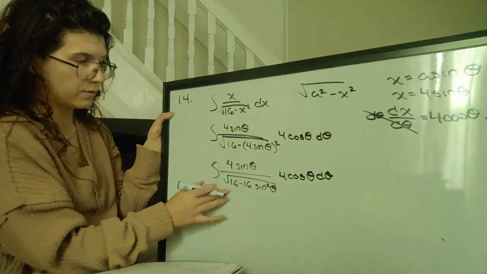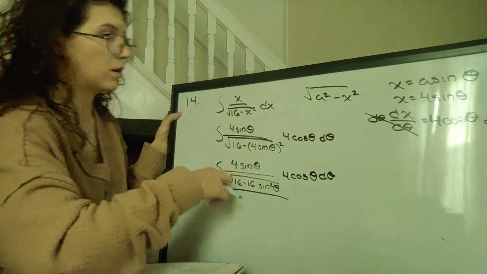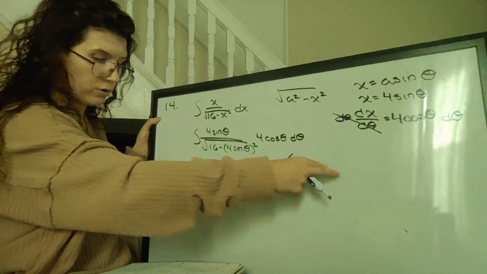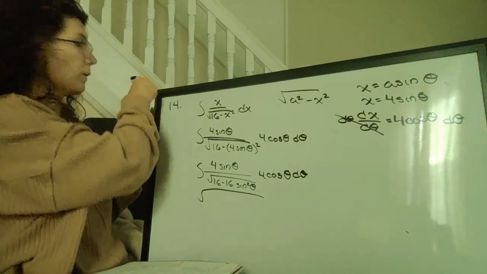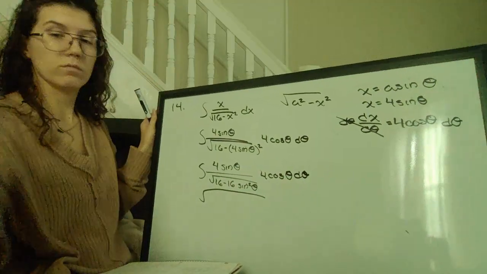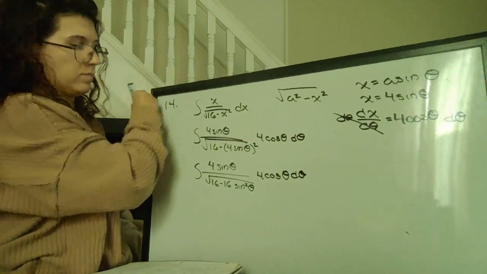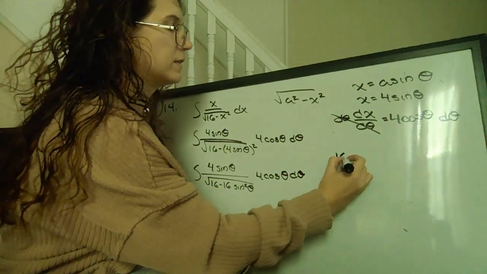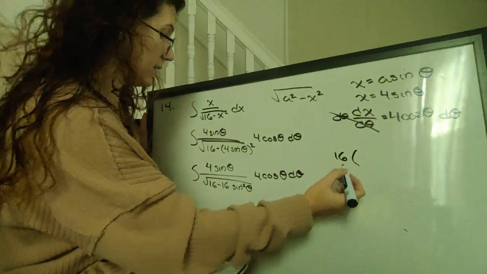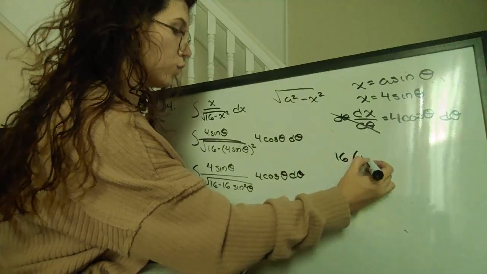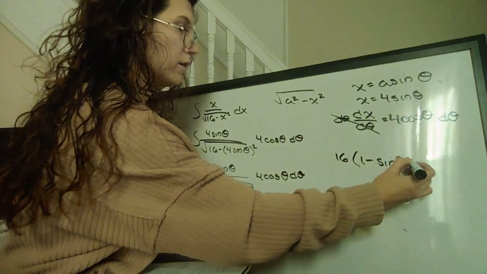And then we have a 16 and a 16, so I'm going to do this over here. I don't think I'll run out of space, but we'll see. If I have 16 minus 16 sine squared, I can pull out a 16 and say that is 16 times 1 minus sine squared theta.